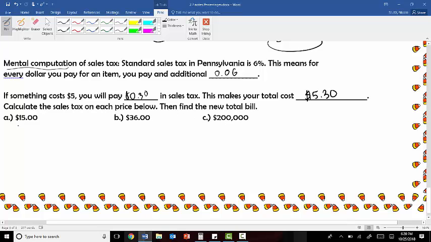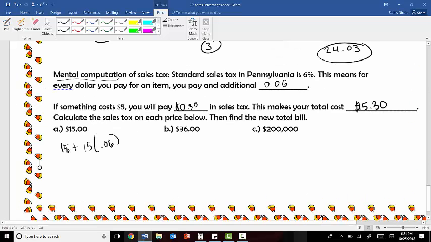Here we're going to calculate the sales tax of each price below, and then we're going to use that to figure out the total. So all you have to do is take your original price plus your original price times the tax rate, which is 6%. Anytime you do a percentage increase, that's how you set it up. When you add $15 plus $15 times 6%, you're going to end up getting $15.90.